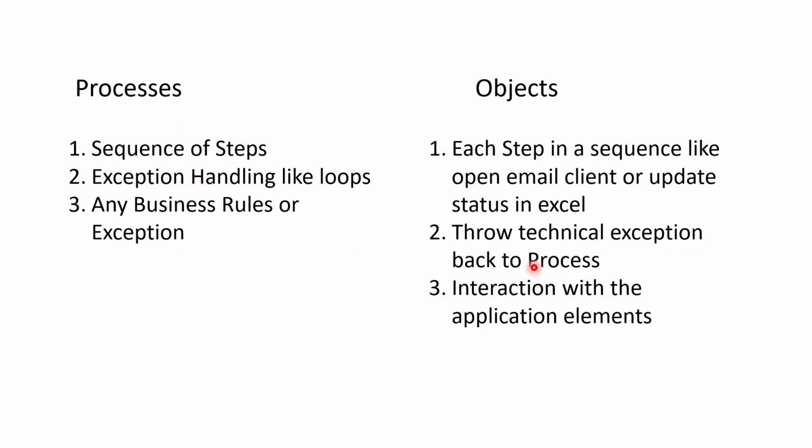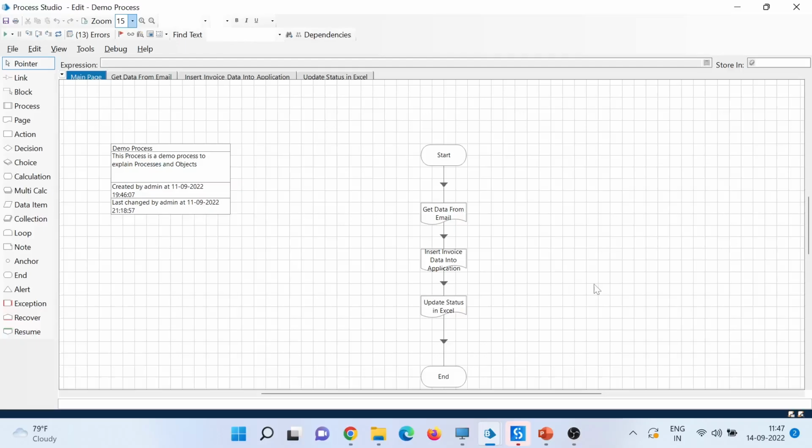Then there is the interaction with each application element. Let's say I have a login screen, so there will be a username text box and a password text box. Ideally the bot should identify each text box and enter the details. That level of interaction with the elements in the page will be done in the object studio. Okay, so let's now see the process studio first.